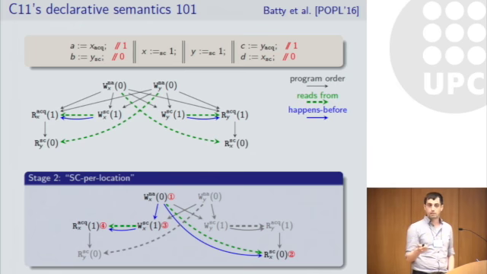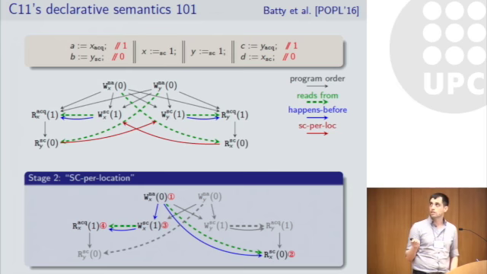We do the same thing for Y, and we can introduce in this graph this SC-per-loc relation, the relation that we got by doing this calculation. In particular, this access to Y is before this access to Y in this relation SC per loc, sequential consistency per location.